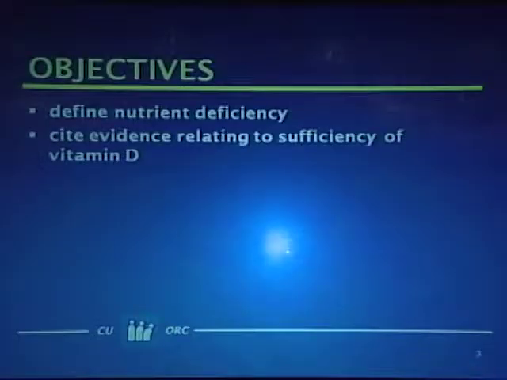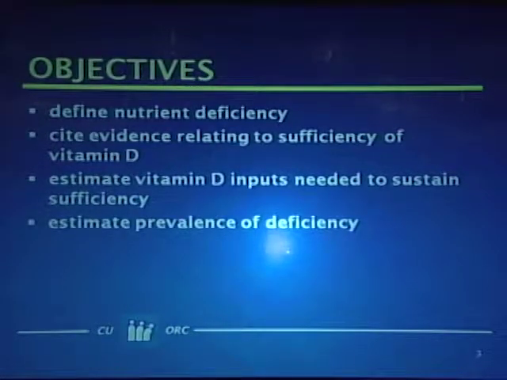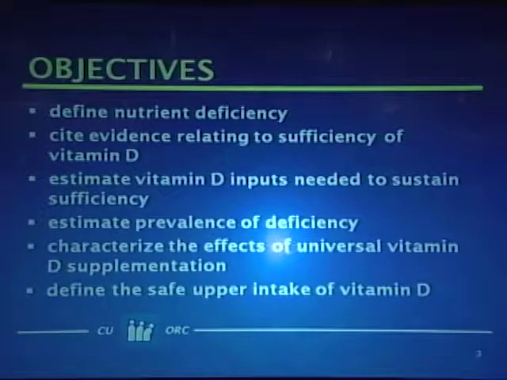Now, the objectives for my presentation are to define nutrient deficiency, which Cedric spoke about, but I'll try to define it a little more completely. Cite evidence relating to what it takes to have enough vitamin D. We'll estimate the vitamin D inputs that are needed to sustain that sufficiency. I'll give you some estimate of the prevalence of deficiency, though that probably isn't necessary in this room because you've tested it in yourselves or in your patients, and so you know how common it is. Characterize the effects of universal vitamin D supplementation. What would happen if we did this at a population level? And that will be what I'll try to spend some time on. And finally, I'll define the safe upper limit of vitamin D as far as we now know it.